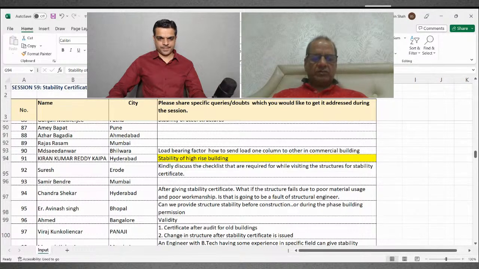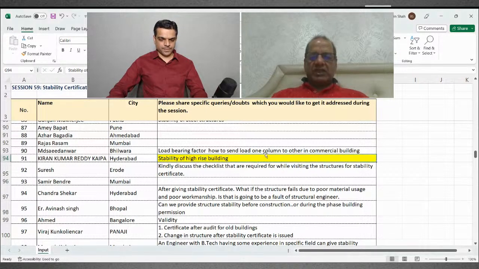And wind tunnel testing, but as far as structural stability certificate is concerned, it's not required to be mentioned specifically whether the wind tunnel testing was done or not. Once you say design has been done as per IS 875 and IS 16700, it's okay.